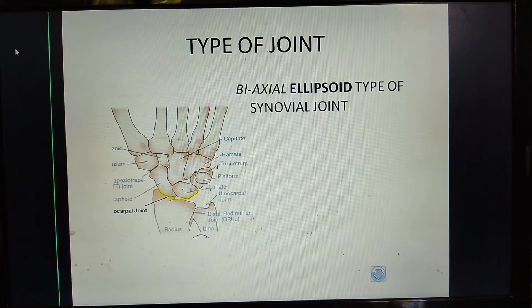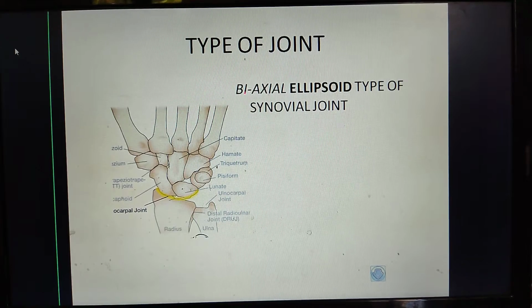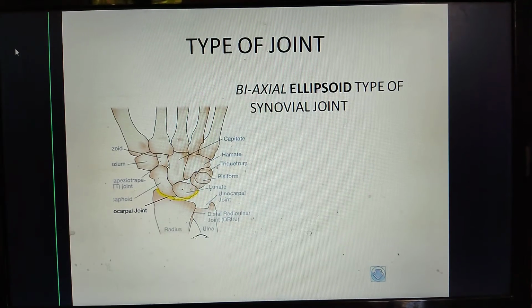From the structure and shape of the articulating bony surfaces that we shall discuss, it will be clear that it is an ellipsoid type of joint, and ellipsoid joints are usually biaxial because they allow movements in two axes, a transverse axis and an anteroposterior axis. So as a whole, it is a biaxial ellipsoid type of synovial joint.